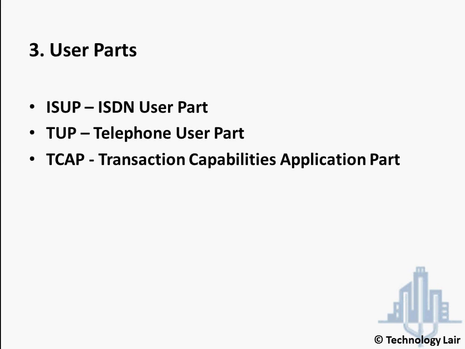The TCAP allows application subsystems to communicate with each other over the SS7 network using agreed upon data elements. There are a number of subsystems that run above the TCAP. Some common examples are AIN, INAP, CAP, and MAP.